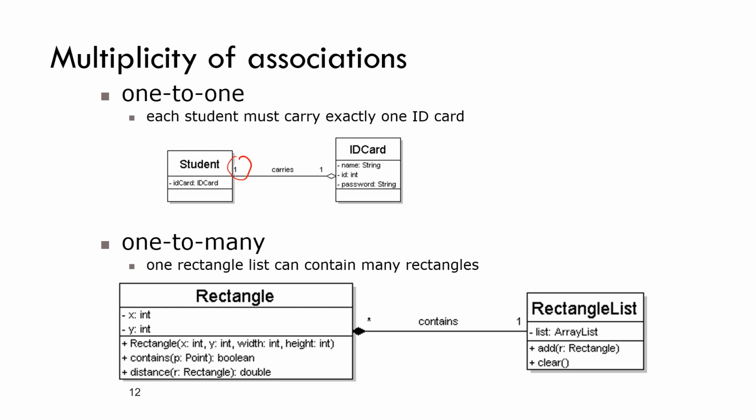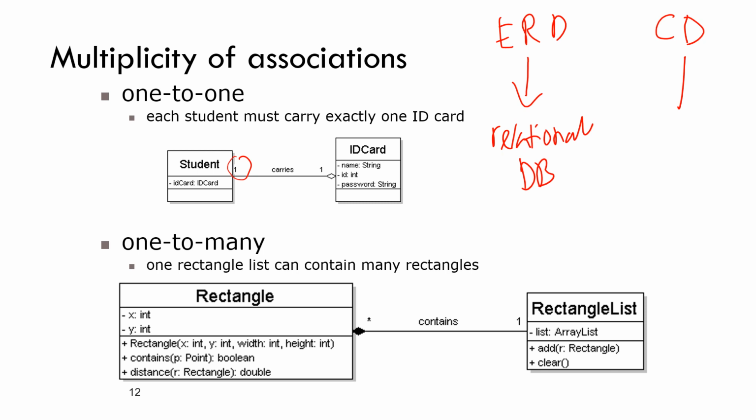This diagram is a class diagram. The ERD is under the relational type of database, but the class diagram is under the object-oriented database. Can you understand this?